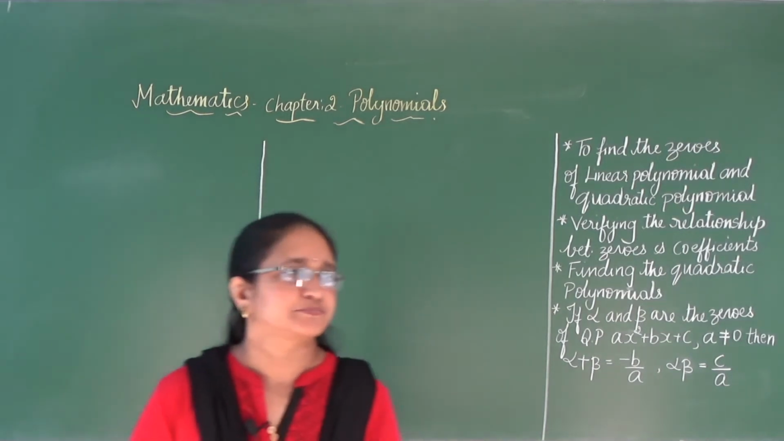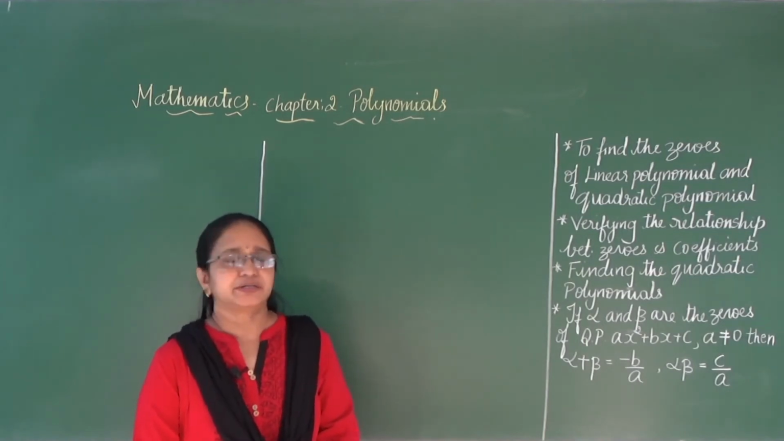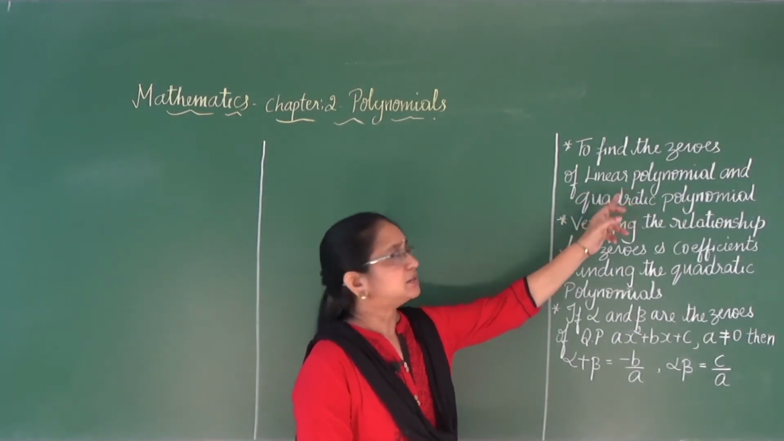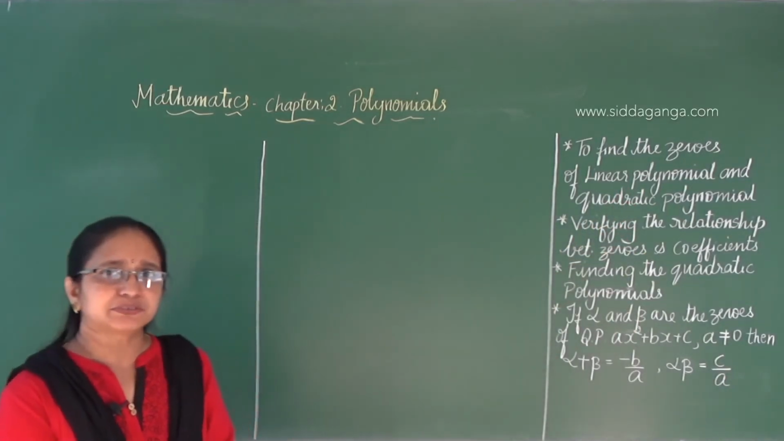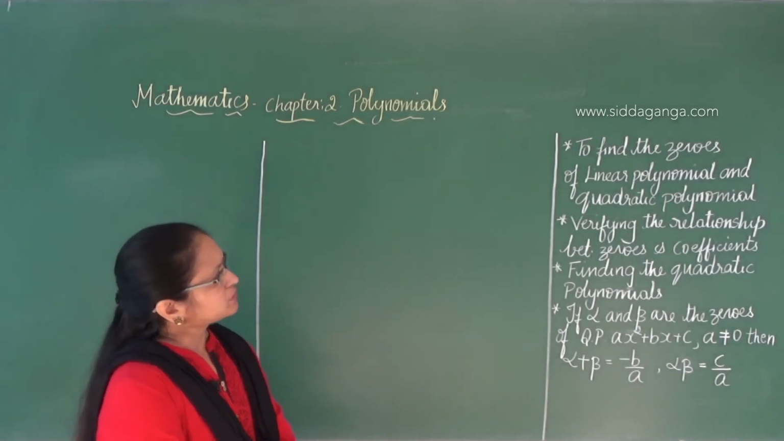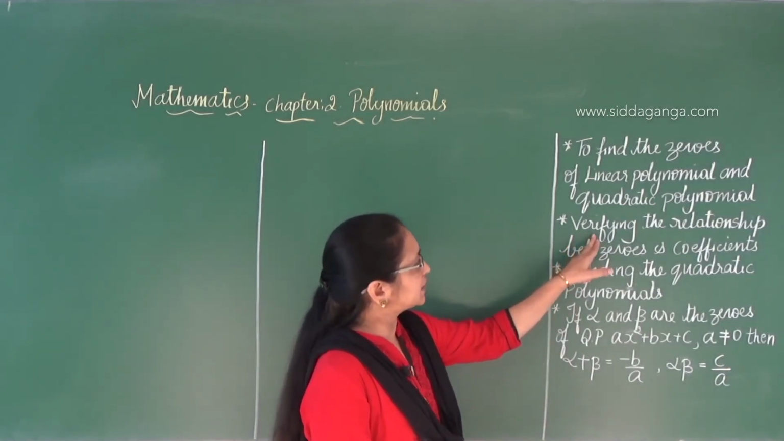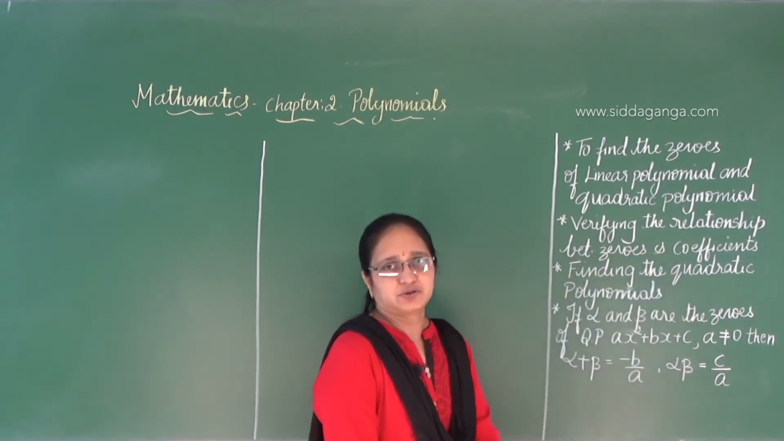Hello students, in the previous video you studied how to find out the zero of the linear polynomial and also the quadratic polynomial. I had given you the examples which are there in the NCERT book. And the second point we have studied is verifying the relationship between the zeros and the coefficients.